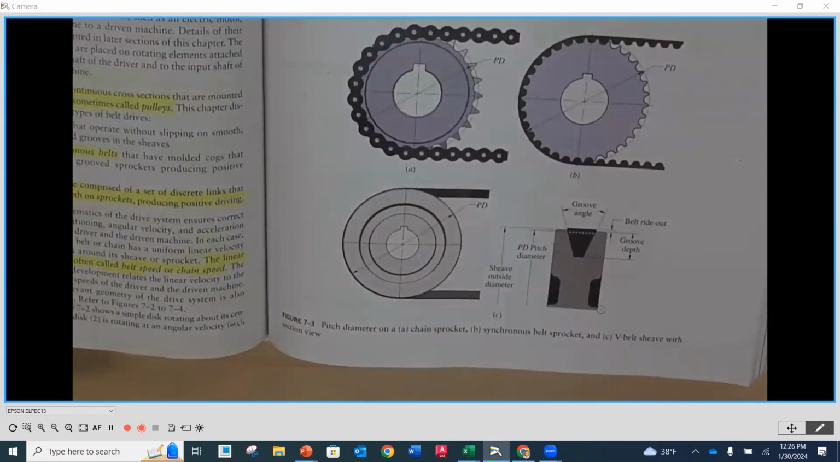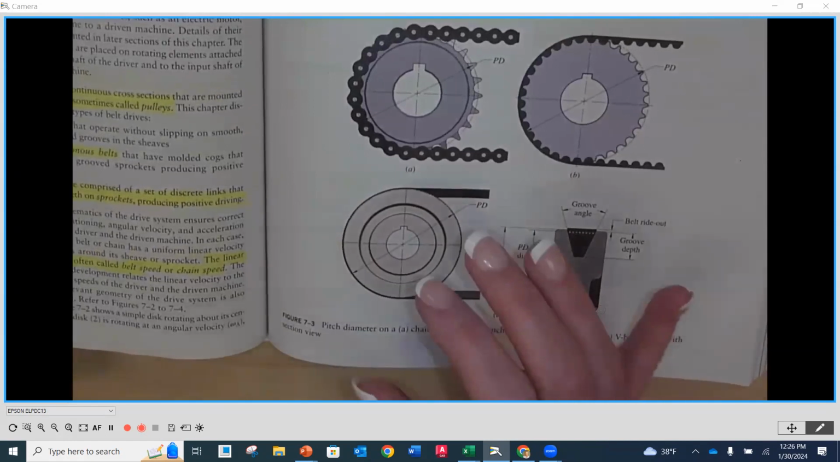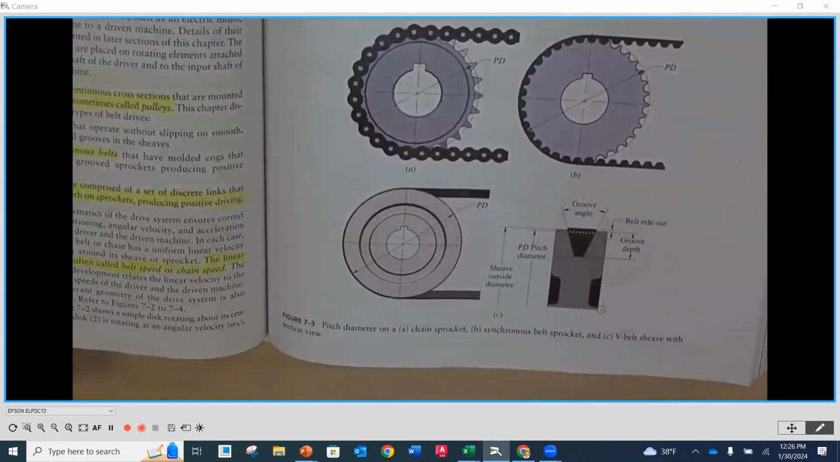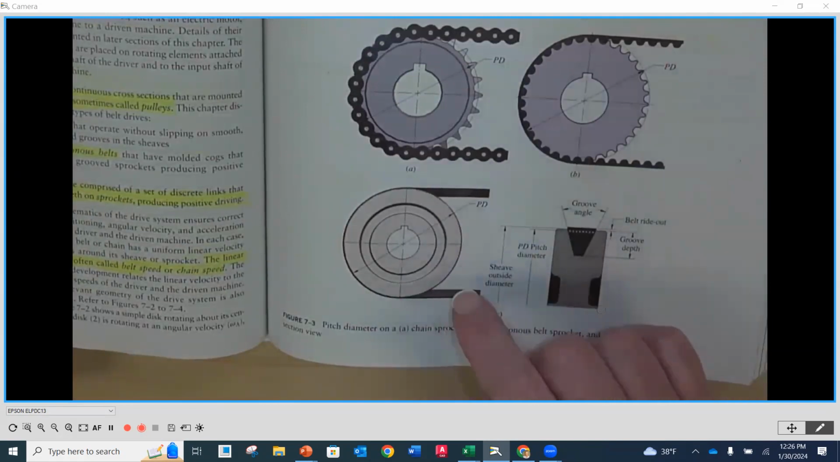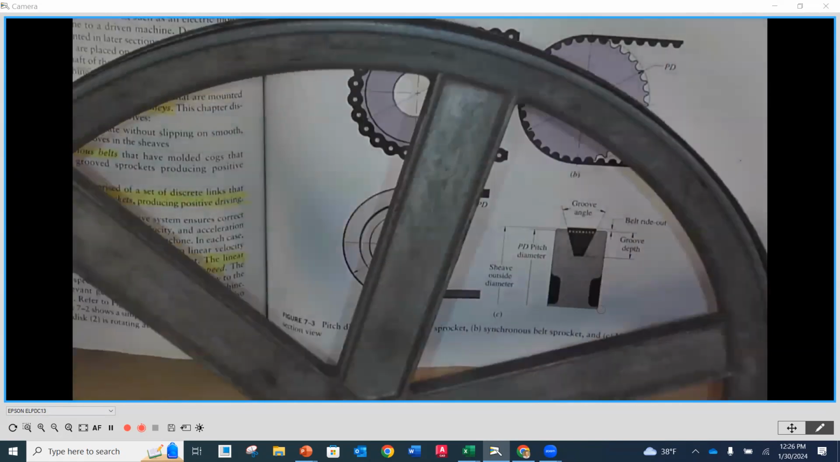So I'm going to keep this up here. If anybody wants to grab it and look at it, it gives you an idea of what a synchronous drive would look like. And then it's going to have a similar feel belt-wise, but it has these teeth on the inside. Now, a V-belt drive is going to be this one.